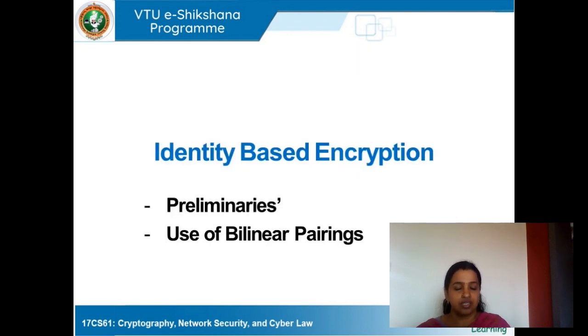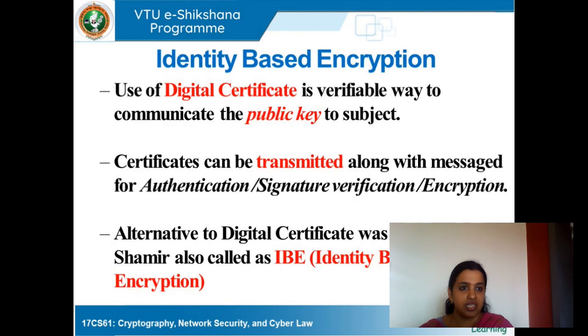Now let's get on with what we mean by identity based encryption. Over here we'll discuss two particular topics. One is preliminaries, the bit of mathematical concepts which are used to build upon this particular encryption technique, and also the second topic, that is use of bilinear pairings, will tell us how to use these bilinear pairings in order to achieve identity based encryption. So moving further, we will start off with preliminaries.